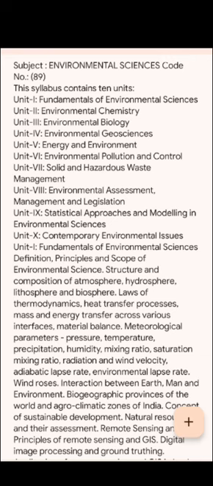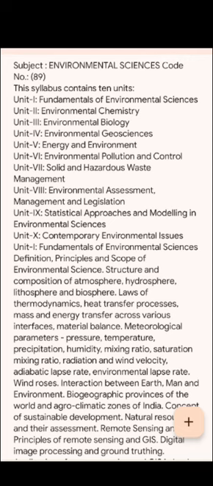Subject: Environmental Sciences, Code No. 89. This syllabus contains 10 units. Unit I, Fundamentals of Environmental Sciences. Unit 2, Environmental Chemistry. Unit 3, Environmental Biology. Unit IV, Environmental Geosciences. Unit V, Energy and Environment.